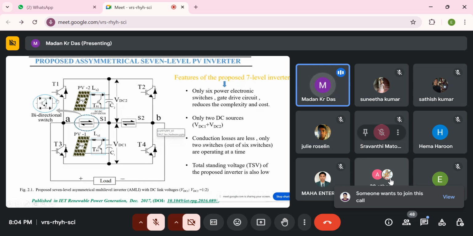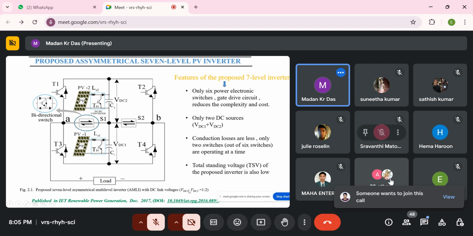So how many switches are in this inverter? T1, T2, T3 and T4, and S1, S2 are the bidirectional switches we have mentioned here. So 6 switches generate the 7 level output voltage, but previously we discussed 8 switches to generate the 7 level output voltage. This means this inverter reduces the switches and reduces the components. So this is the asymmetrical type reduced switch multi-level inverter.